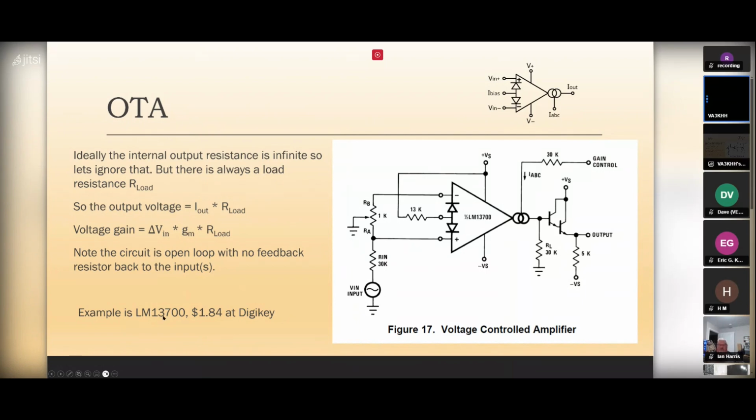But anyway, so this is sort of a common one apparently, and an active unit that's available, and it's $1.84 at DigiKey in single quantities. I think it's like $1.50 or $1.30 in quantities of 10. So that's one thing you can do, is you have a voltage controlled amplifier.